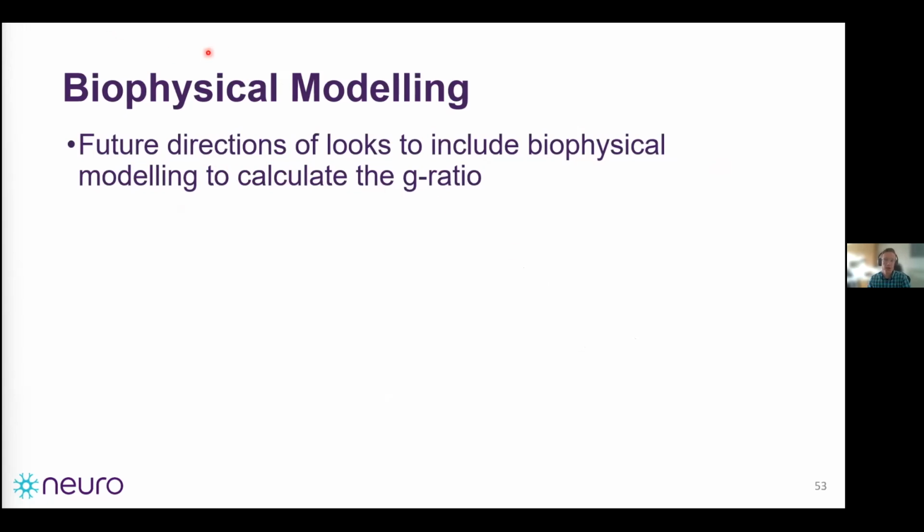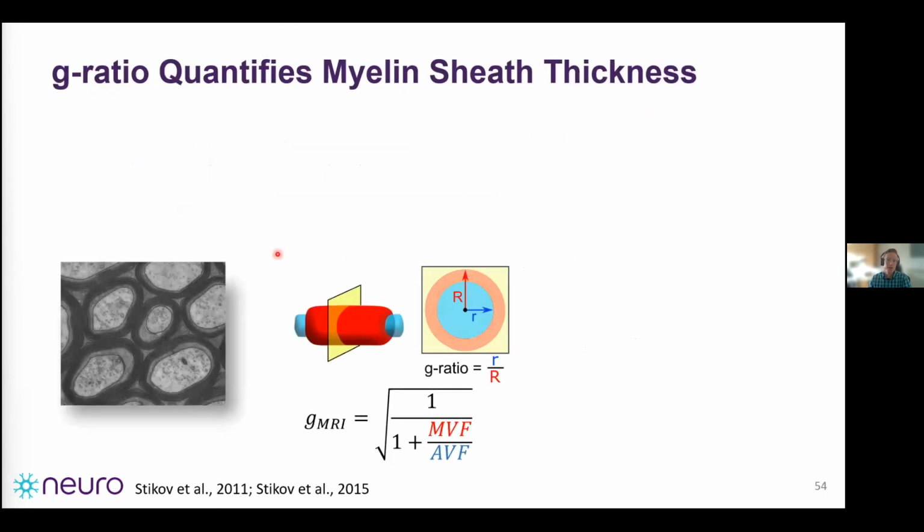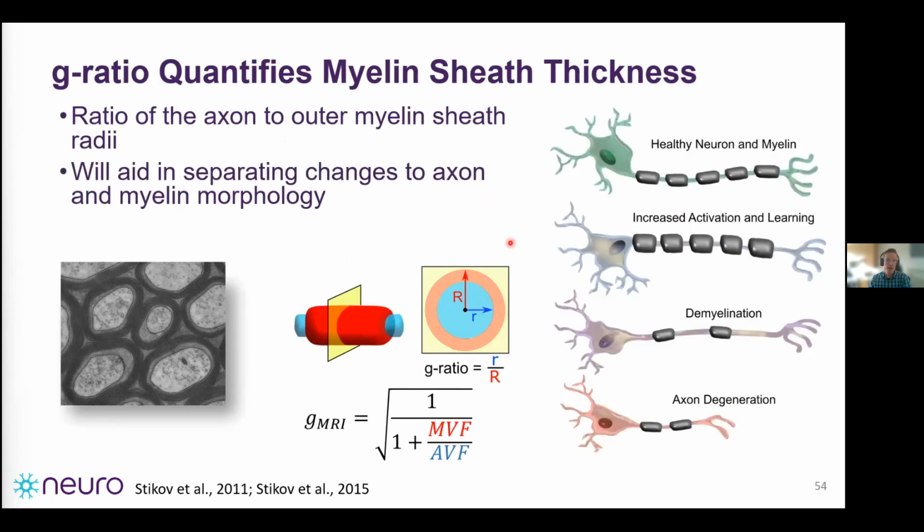Try to get through this quickly. So biophysical modeling is ultimately where we want to take this, the next step. Future directions will look to include ihMT to model and calculate the G ratio in the brain. So what is the G ratio? Well, it quantifies the thickness of the myelin sheath. It's a ratio of the axon to the outer myelin sheath radii, and it's going to aid in supporting changes to axon and myelin morphology.